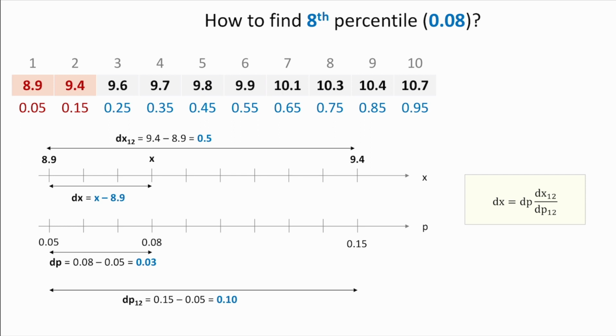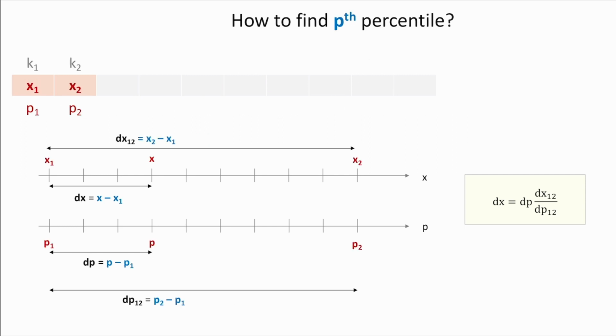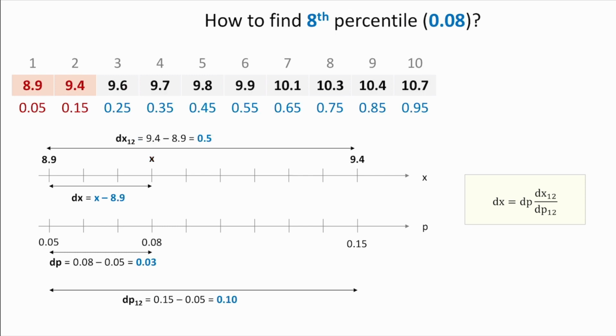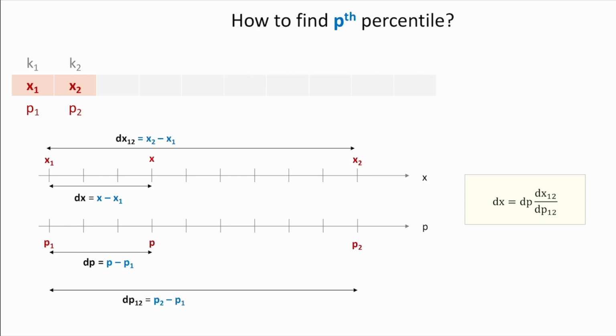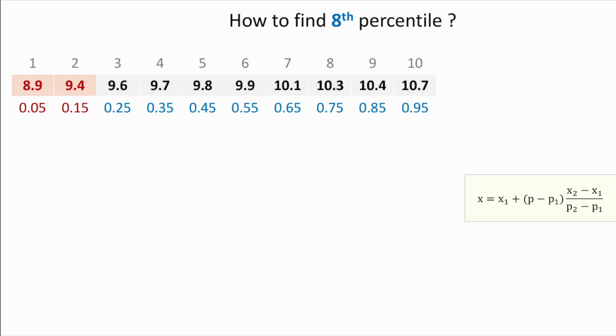If we remove particular values and replace them with some letters, for example, instead of this 8.9 and 9.4, we simply use x1 and x2. It's two boundaries, right? It's the boundaries of the interval. So we know that the value we are looking for is inside. And then instead of 0.05 and 0.15, we use also p1 and p2. It's the percentages of these boundaries. And now we can simply generalize this by using letters instead of particular values. And that leads us to this particular expression, which you can use to compute quantiles for any given p, for any percentage.